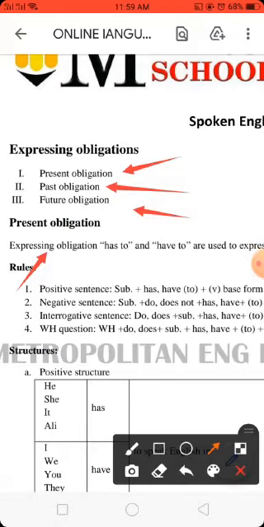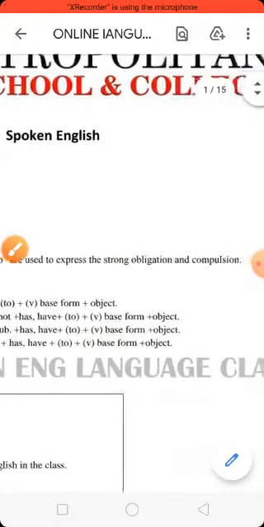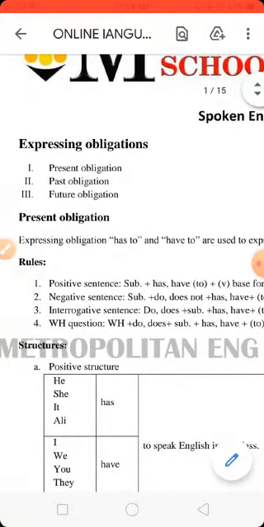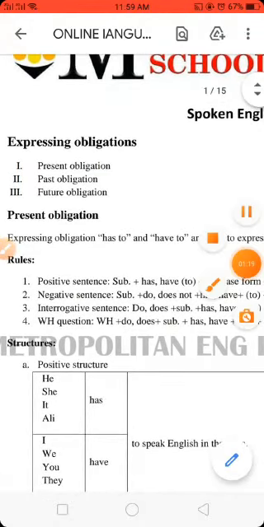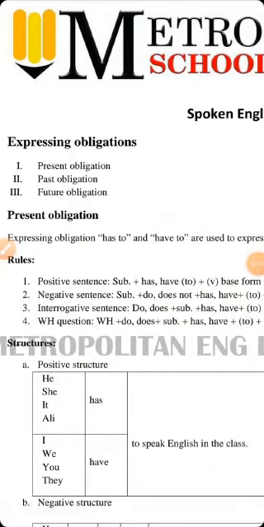Present obligation. In present obligation we use has to and have to, which are used to express strong obligation and compulsion. In simple words, we can say that the work which we have to do or which we must do, we use obligations. When we are talking about present, we will use present obligation. When we are talking about past, we will use past obligation. When we are talking about future, we will use future obligation. So today we will discuss present obligation. In present obligation we use has to and have to.